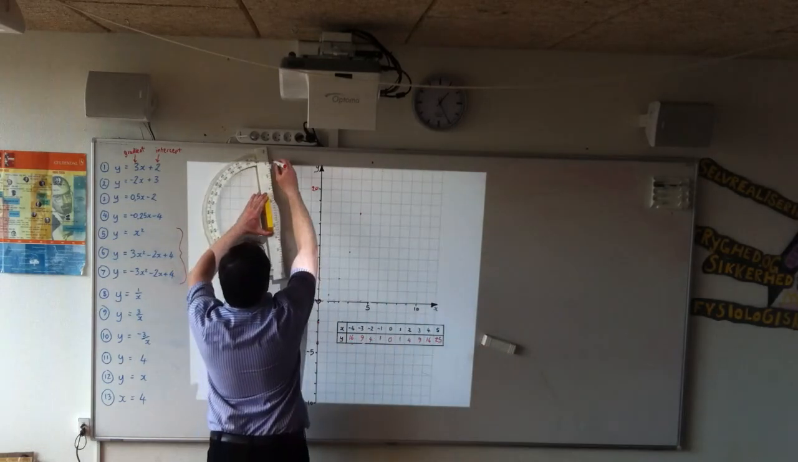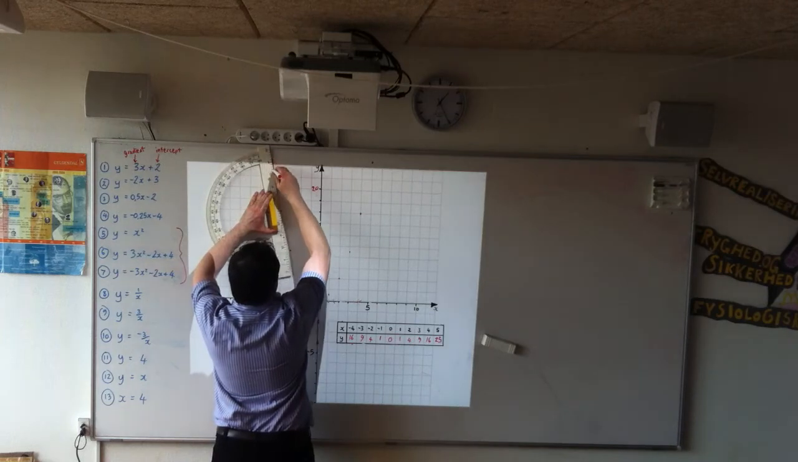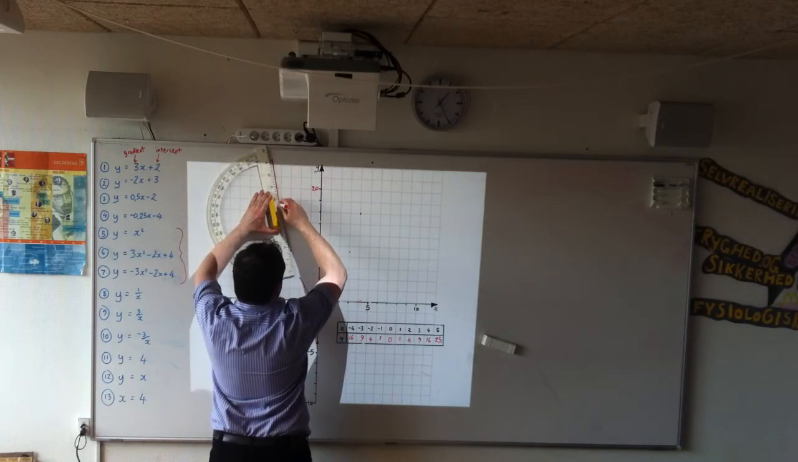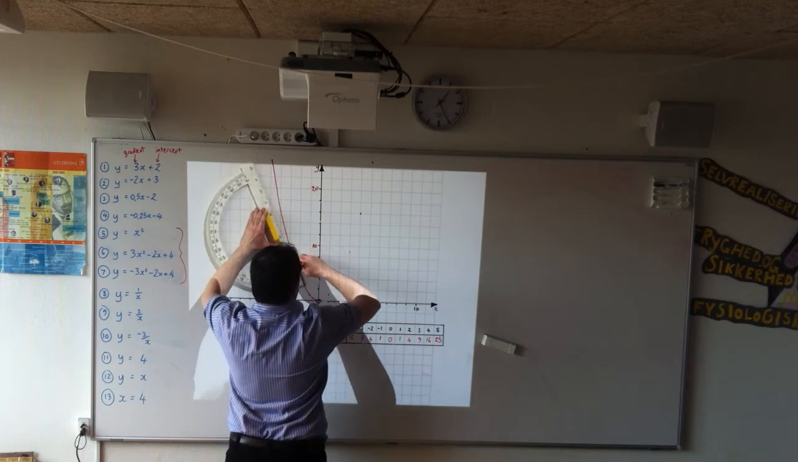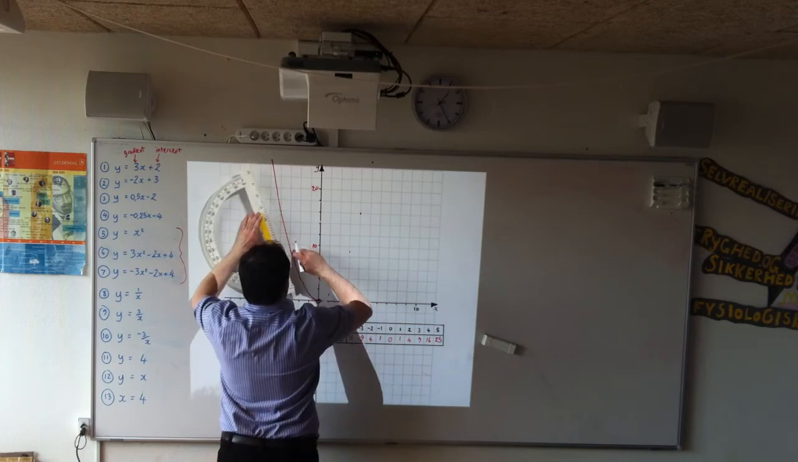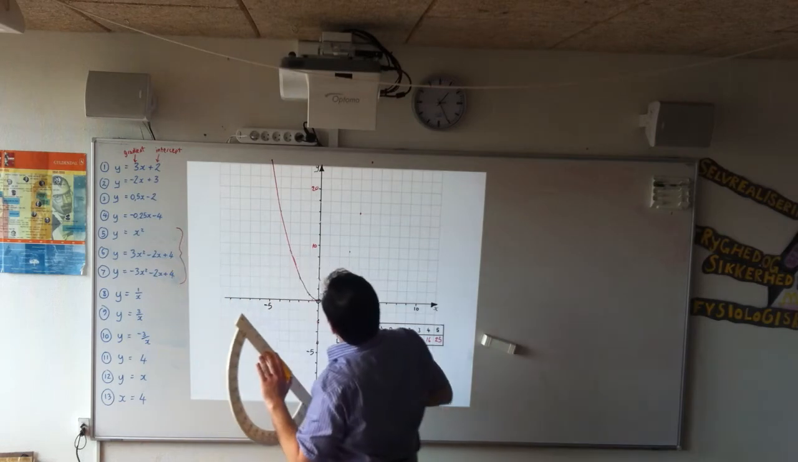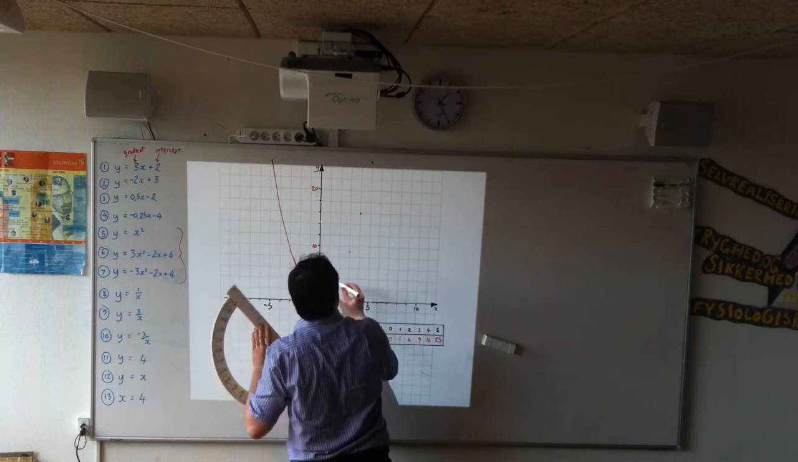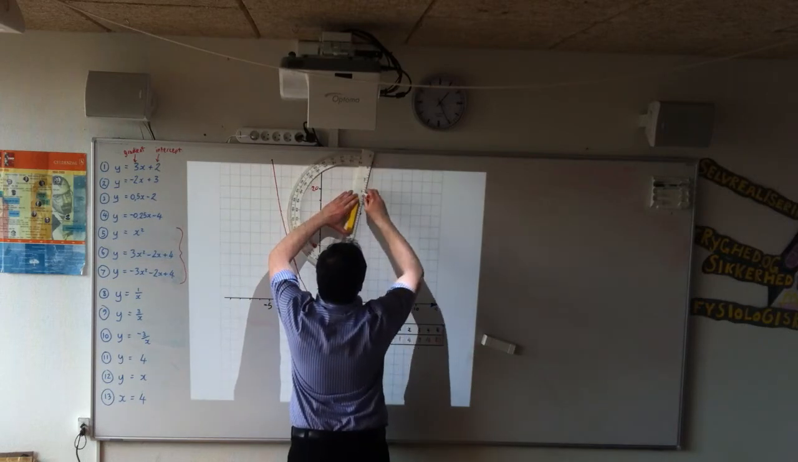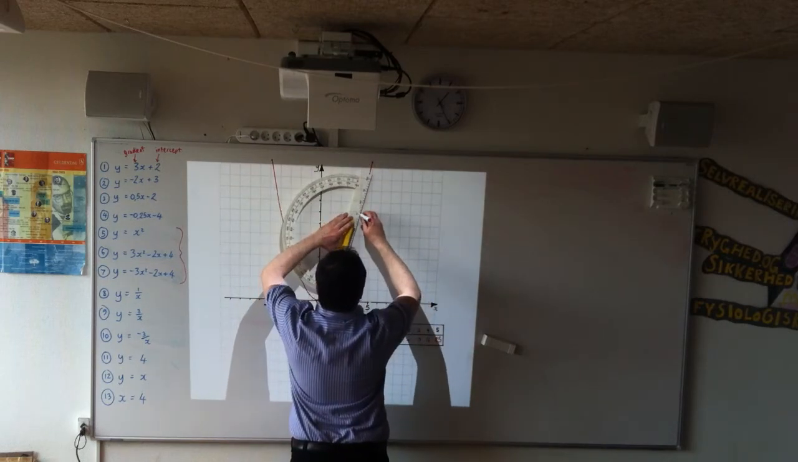I'm going to cheat a bit and use a ruler up there. Yeah, that's not very good. But it should be a very smooth looking curve.